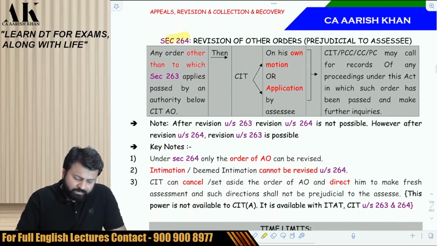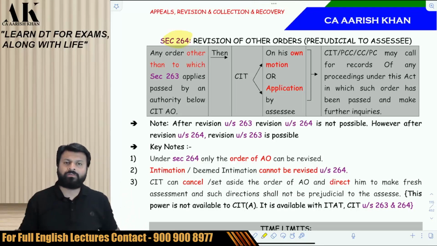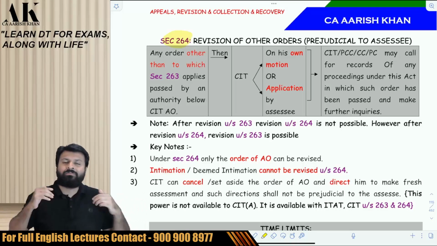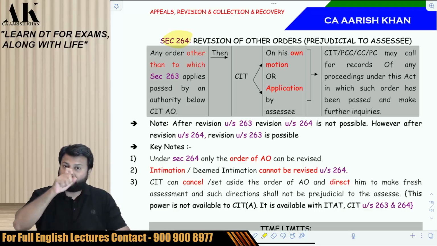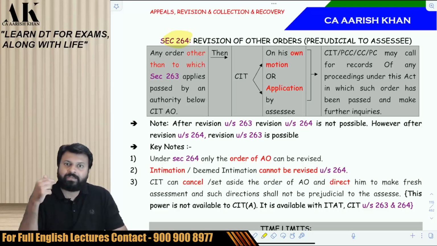Then let us come to section 264. Now what is 264? 264 is also a revision by CIT, but it is a revision where the AO has passed an order which is prejudicial to the assessee. So in this case, the CIT can suo motu also rectify, and assessee also can make an application for rectification. But in the previous section, assessee was not making any application. Obviously, no assessee will himself tell the department to pass an order against me. But in this section, an order is passed against me by the AO, so I can raise an objection. So in this section, even CIT can suo motu revise my order, or I can make an application.